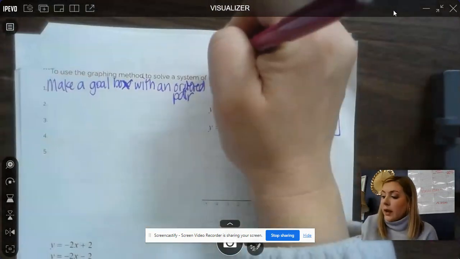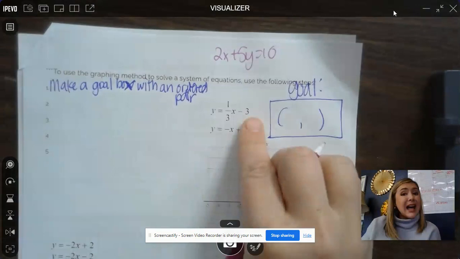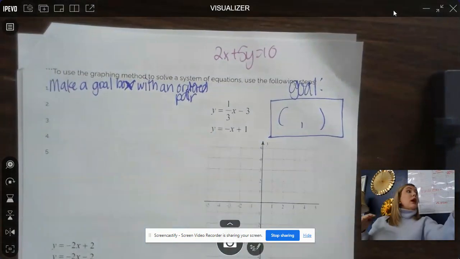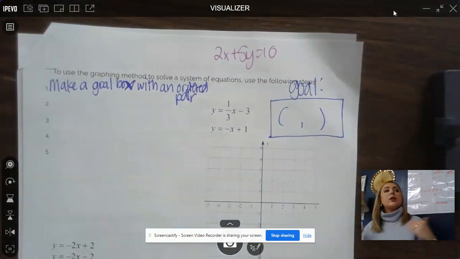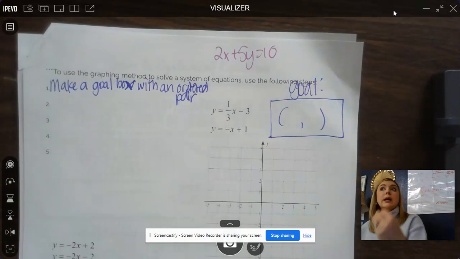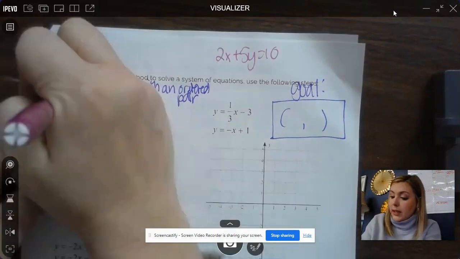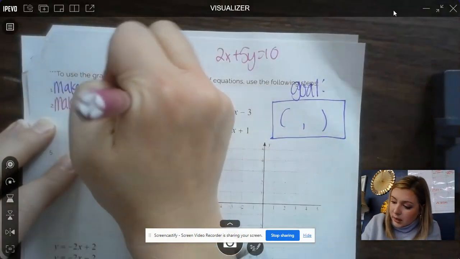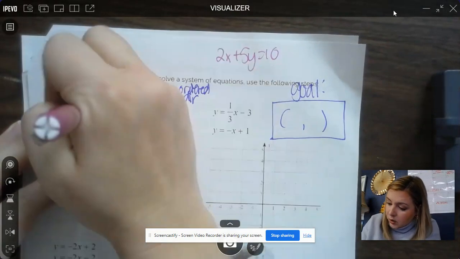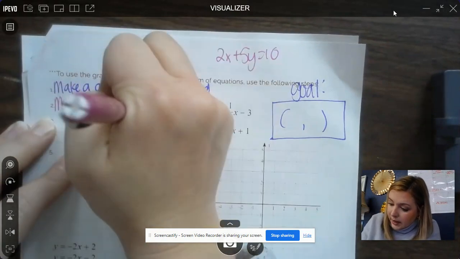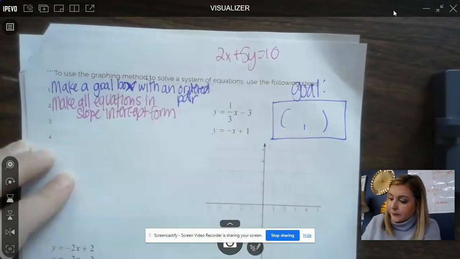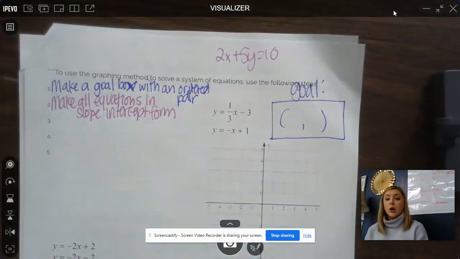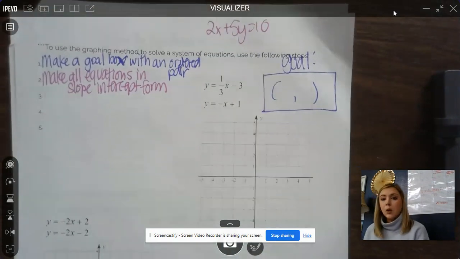If it were 2x plus 5y equals 10, is that ready to graph? No, but you know how to get it there, right? You can bring that negative 2x over and divide by 5, then you'd be ready. So we've got to make sure everything's ready to go. It so happens that this one is ready to go, but we still need to check, because it won't always be. So what we're going to say is: make all equations in slope-intercept form. In this case, we're ready to go. We have them in slope-intercept form.